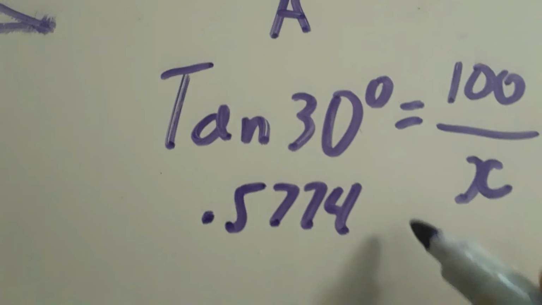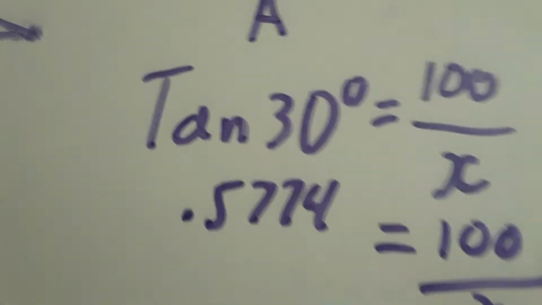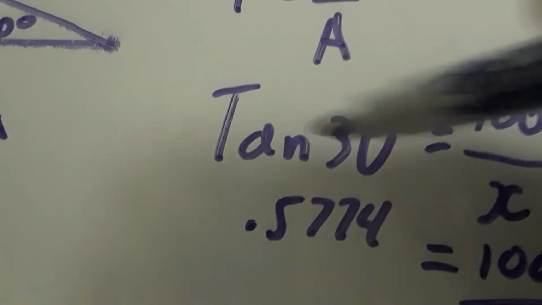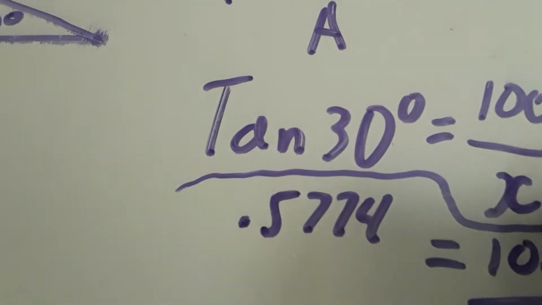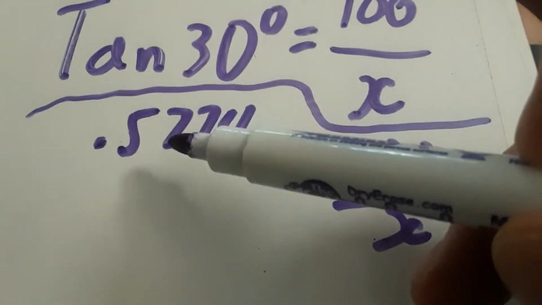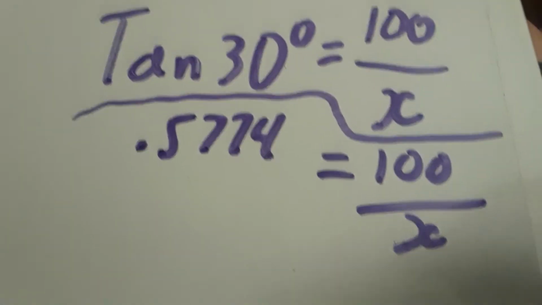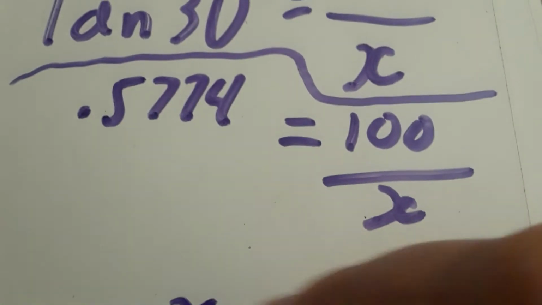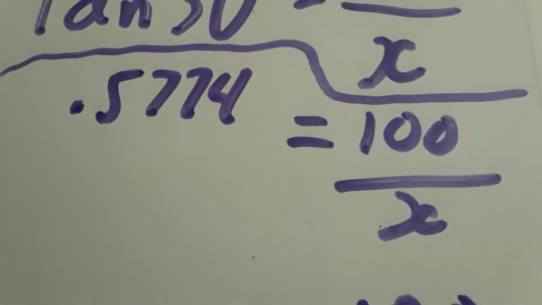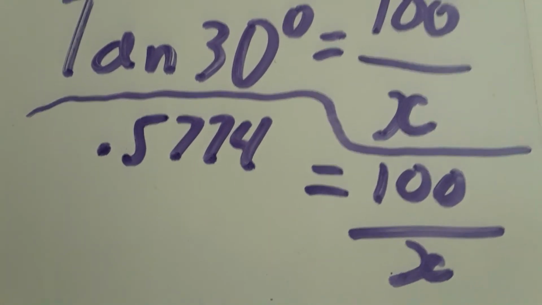Okay, so I now have this ratio. Okay, so this is whenever you have the, let me just put a line here. Whenever you have the X or the unknown on the bottom, you can just switch this decimal with the X, and that'll give you the correct answer. So you can just go ahead and write X equals 100 divided by 0.5774.